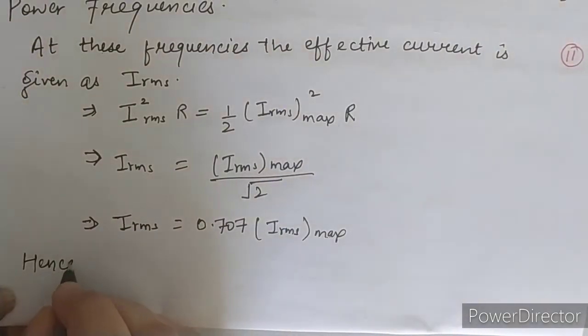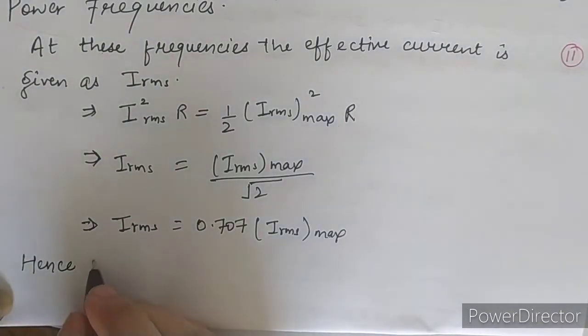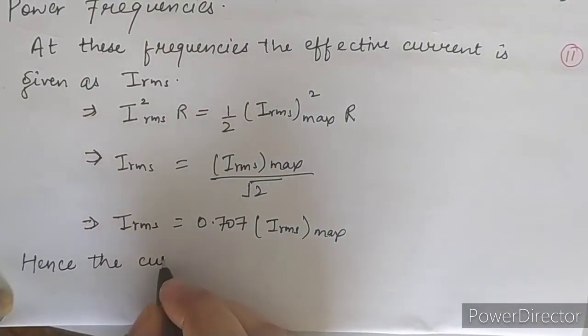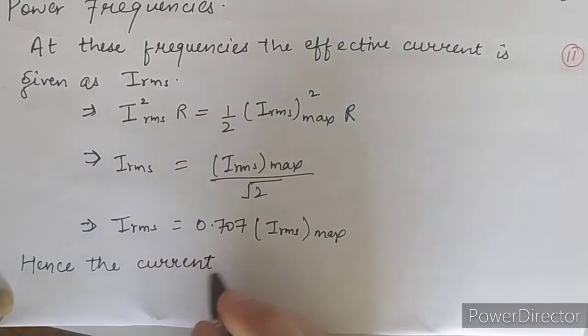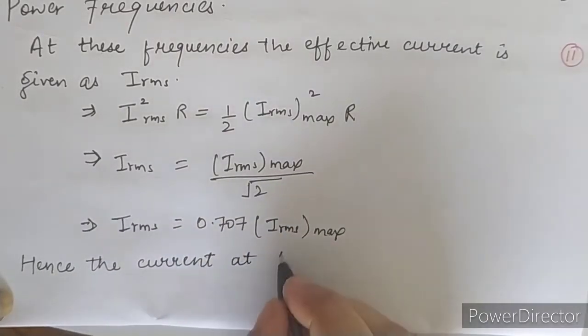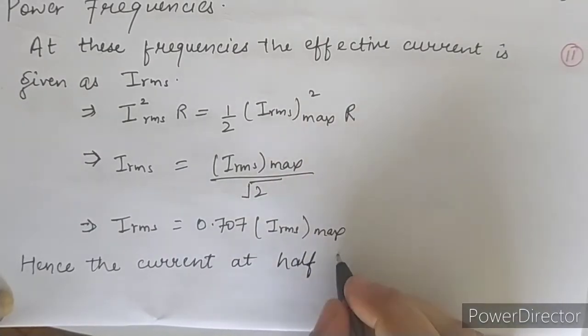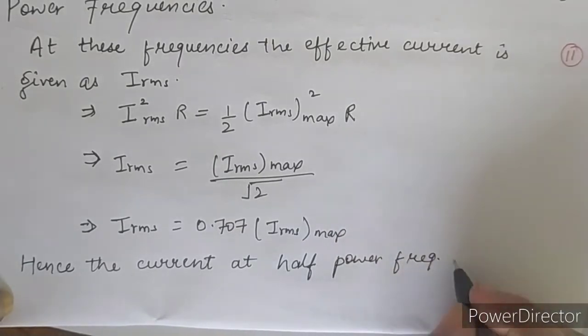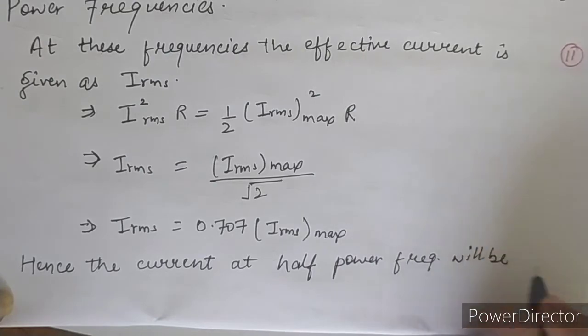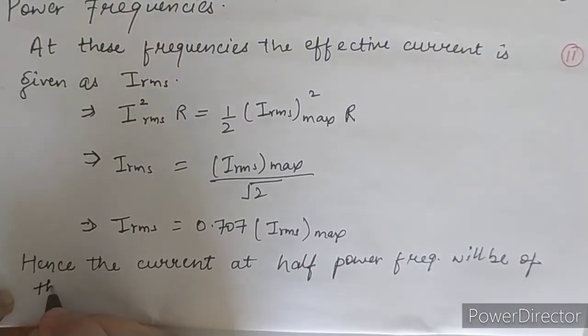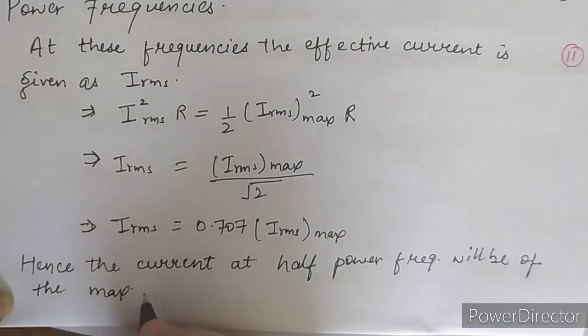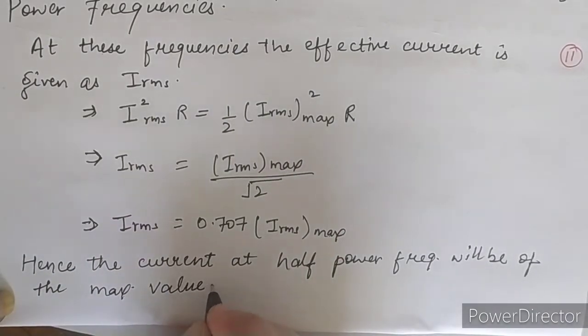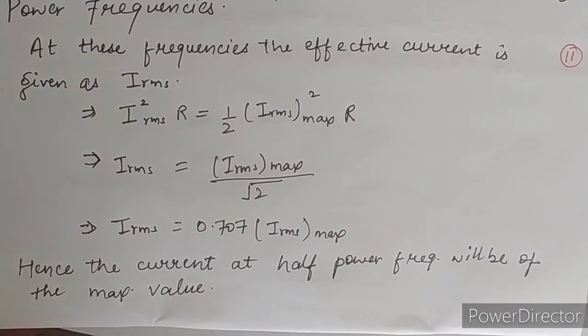So I am writing here: hence, the current at half power frequencies will be 0.707 of the maximum value. Clear? This is about your half power point frequencies.